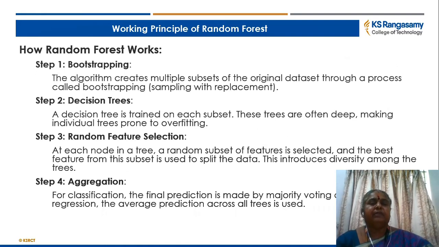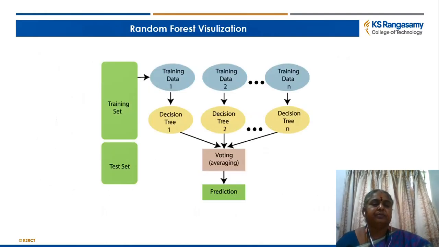Third step is random feature selection. At each node in a tree, a random subset of features is selected, and the best feature from this subset is used to split the data. This introduces diversity among the trees. Step 4 is the aggregation. For classification, the final prediction is made by majority voting across all trees. For regression, the average prediction across all trees is used.